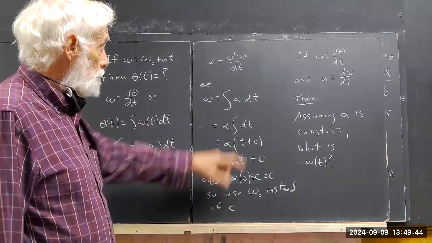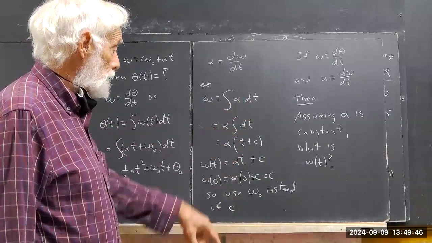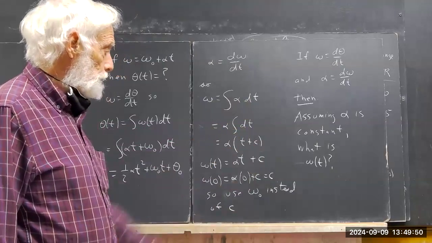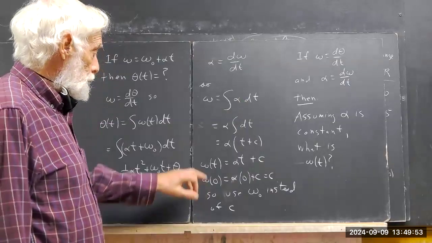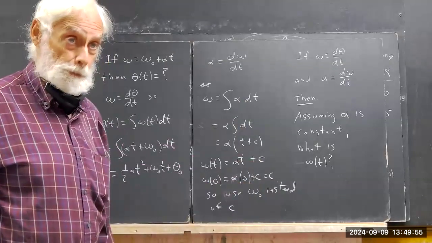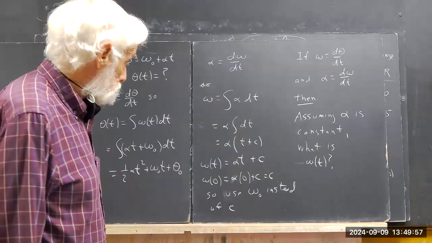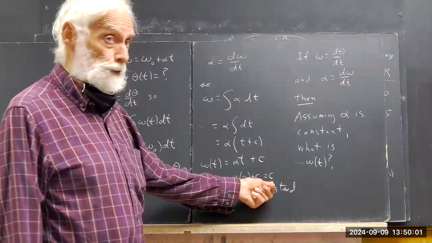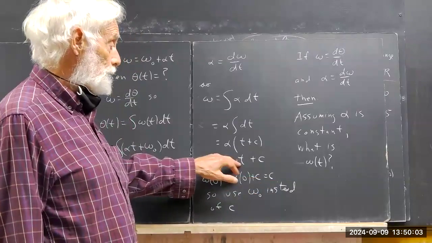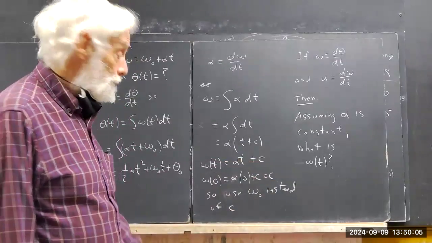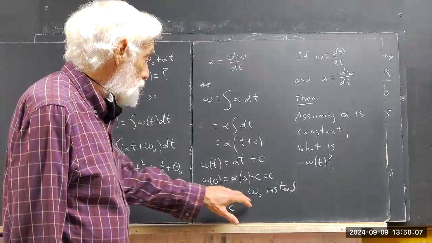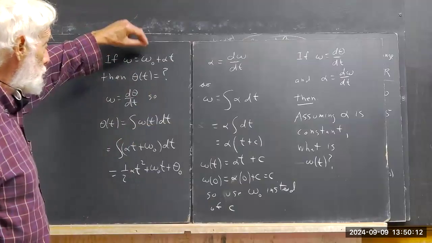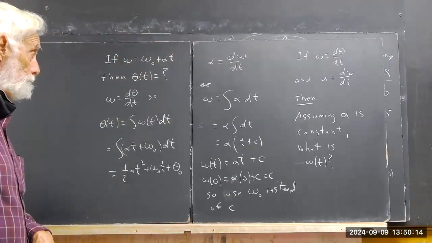And if you integrate alpha dt and alpha is constant, alpha comes out of the integral, and the general antiderivative of dt is t plus c, so you get omega of t equals alpha t plus c. Omega of zero equals c, because if you replace t by zero, you get c. So we use omega naught instead of c. So we can write omega equals omega naught plus alpha t.